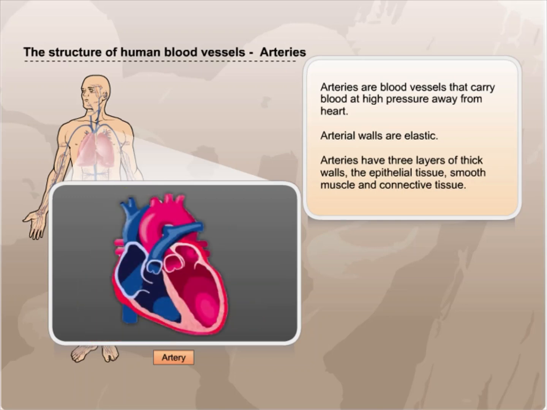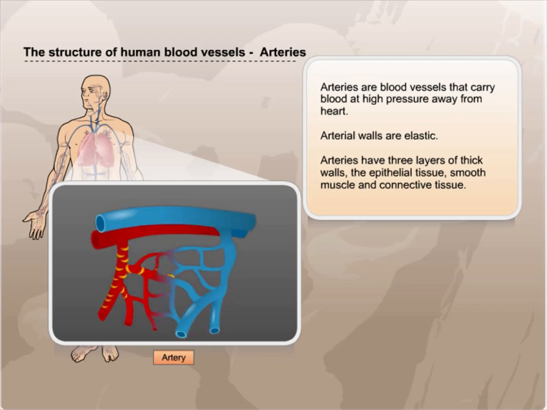The big artery that leaves from the heart is called aorta. Arteries branch into smaller vessels called arterioles. Arterioles are connected to the capillaries.